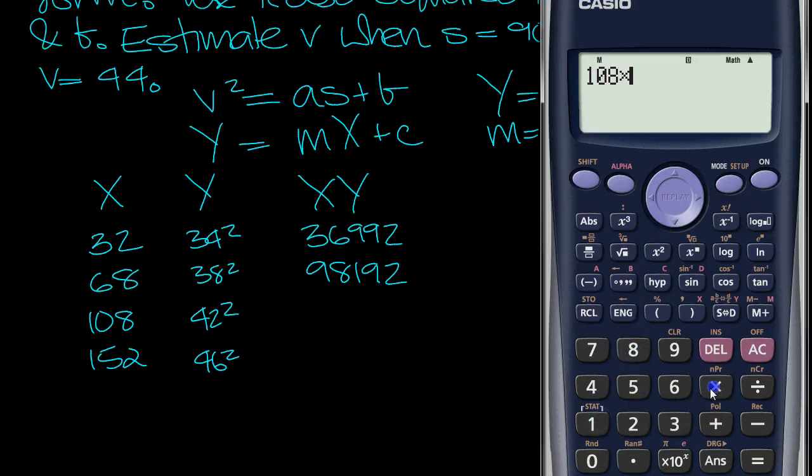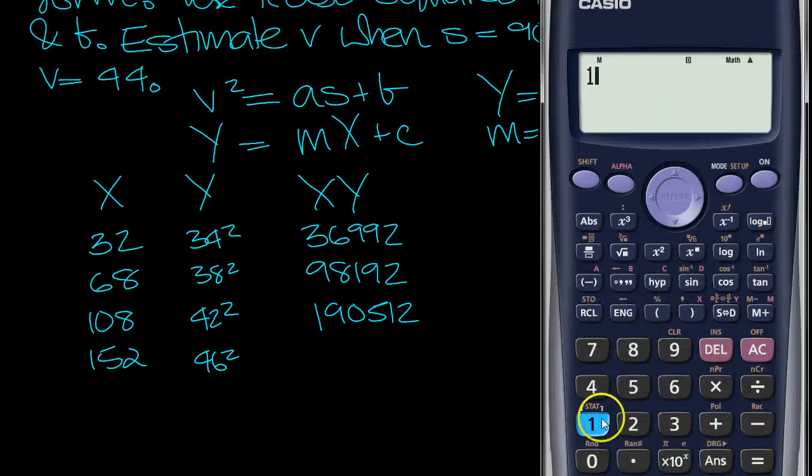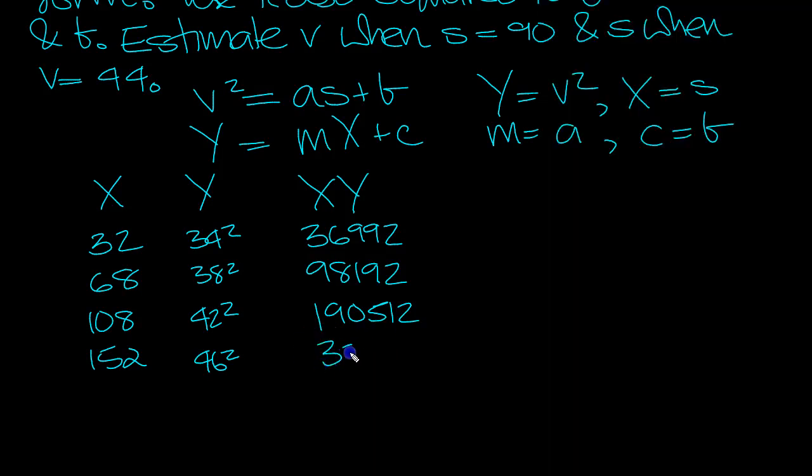108 times 42 squared, 190512, and 152 times 46 squared, 321632. So that's xy. Then we need the sum of the x squareds, don't we?